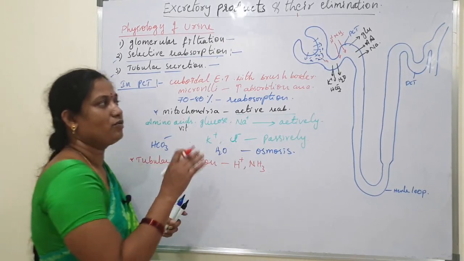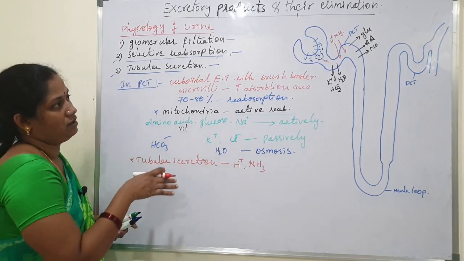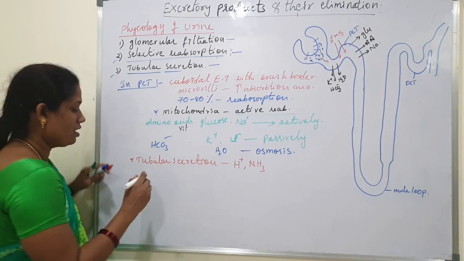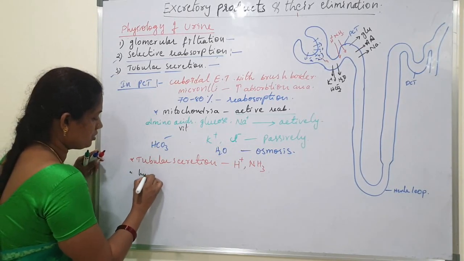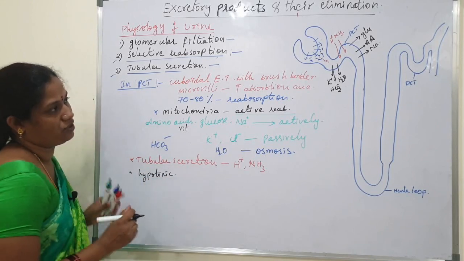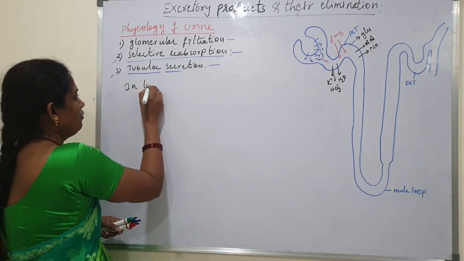The PCT is mostly present in the cortical region. The filtrate here is hypotonic in nature. Next, the loop of Henle.